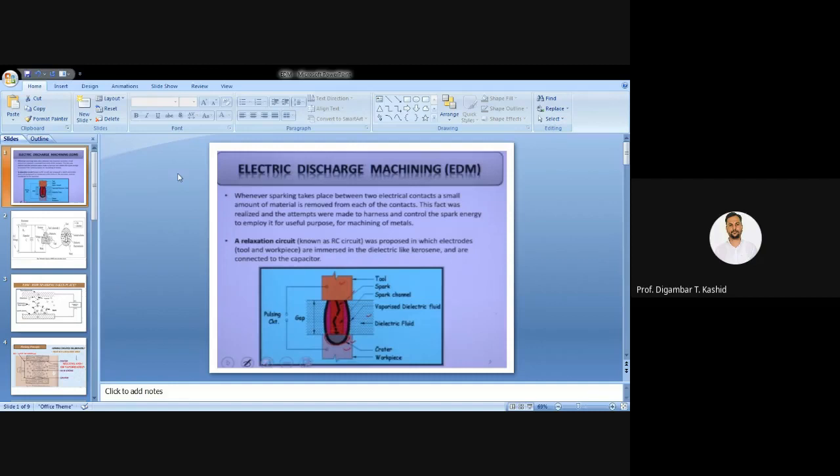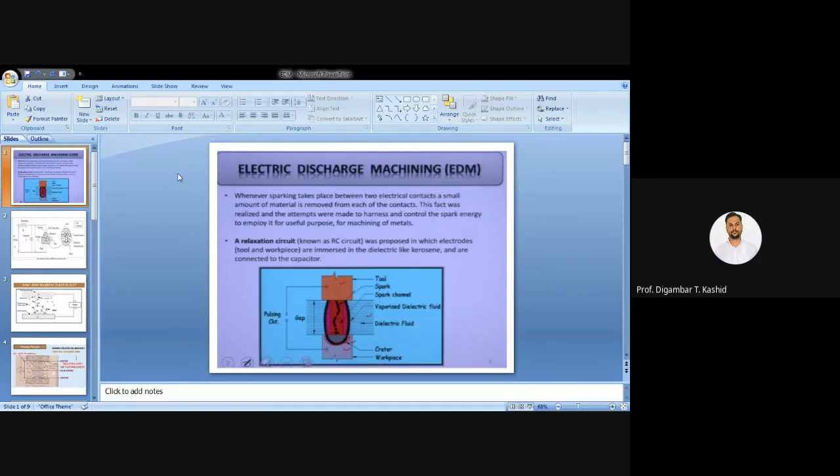Once again I'm repeating that when sparking occurs between two electrical contacts or two electrical switches, a small amount of metal is removed from each of these contacts. This fact was realized, and attempts were made to harness and control the spark energy to employ it for a useful purpose, that means for machining of metal. So this concept is actually already known to us, correct?